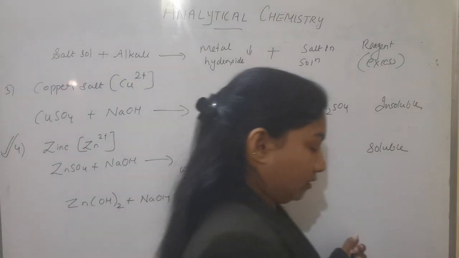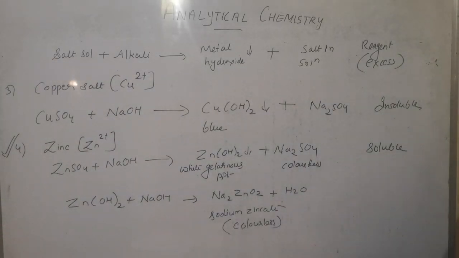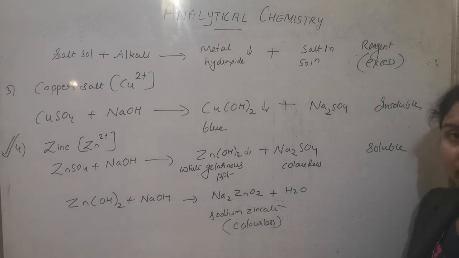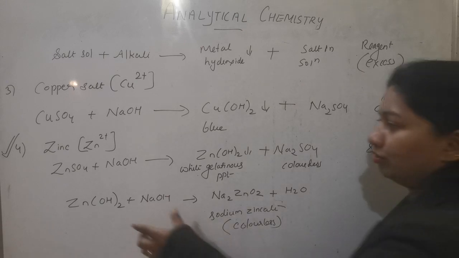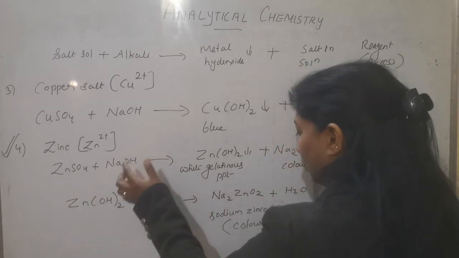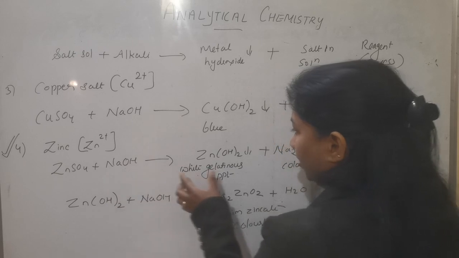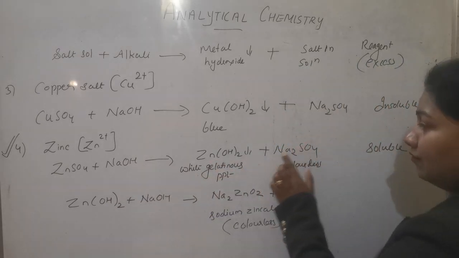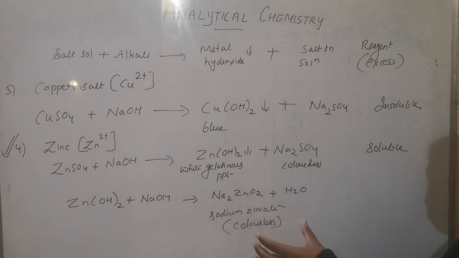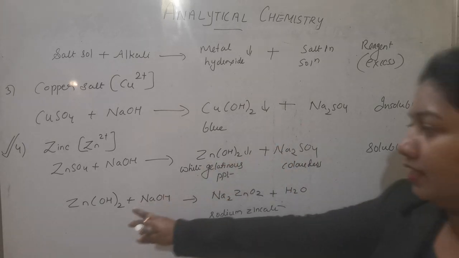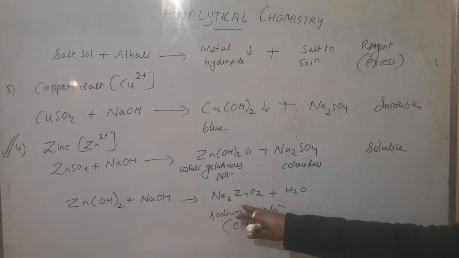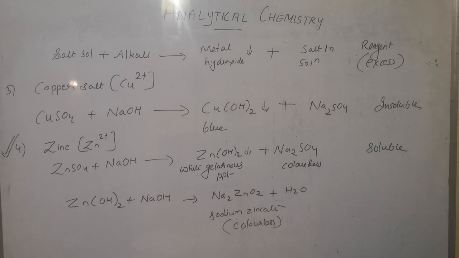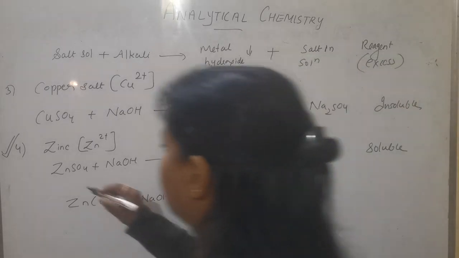You could get this type of questions like what would happen if you add excess of NaOH to zinc salt. So you have to show this reaction first. You have to make reaction with NaOH and then form white color gelatinous precipitate, zinc hydroxide is formed. And when you add excess of NaOH to the solution containing this precipitate, this precipitate will get dissolved and sodium zincate is formed, that is colorless. So this is important reaction.